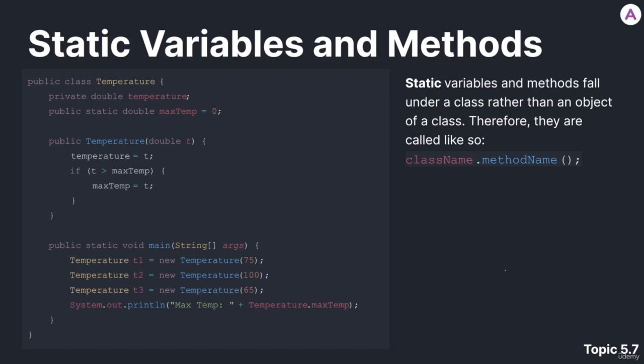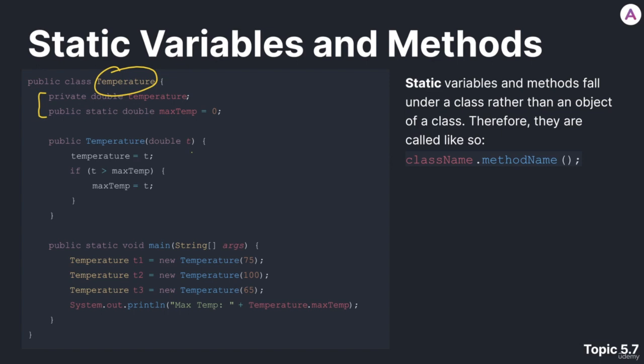Static variables and methods. The word static denotes variables and methods that fall under a class rather than an object of that class. Let's look at this class Temperature to take a closer look at how static variables work. So here we have two variables. One is a double temperature and one is a double called maxTemp. maxTemp is static while temperature is not.